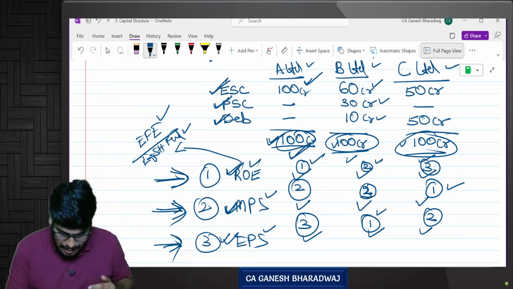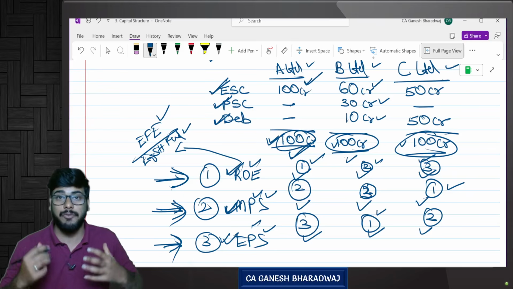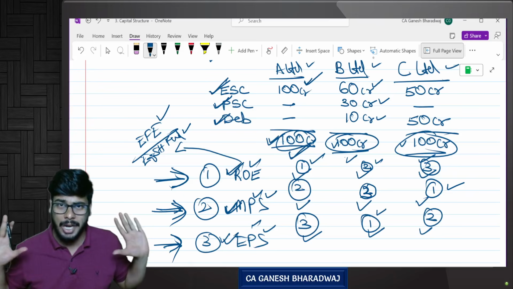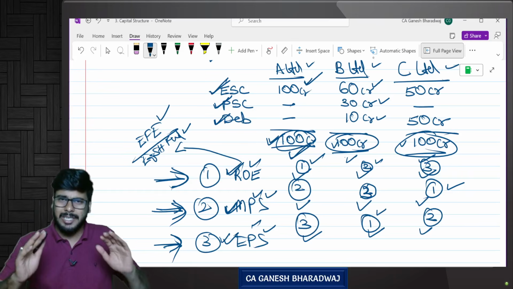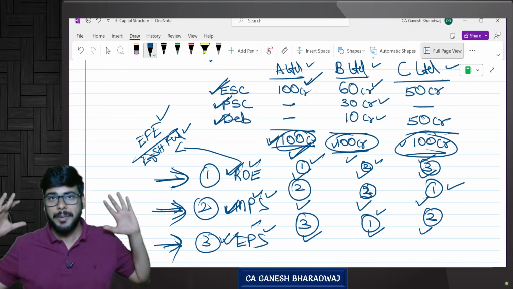Don't compare these three methods of finding out which is the best capital structure. Are you clear with this? Yes. So you just leave it there. So that's why the subject is open-ended with respect to this.